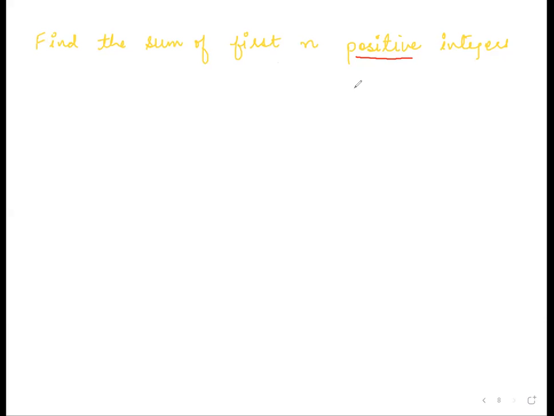Okay, fine. So positive integers means starting from 1, up to n, you have to find. So basically you have to find this thing: 1 plus 2 plus 3 plus, and then up to n. So this sum you have to find here. So if you can see, the last term is given. So here the first term, how much is the first term here? Which is 1.